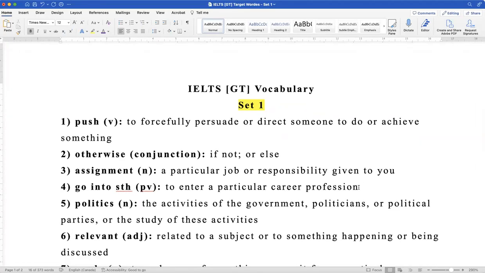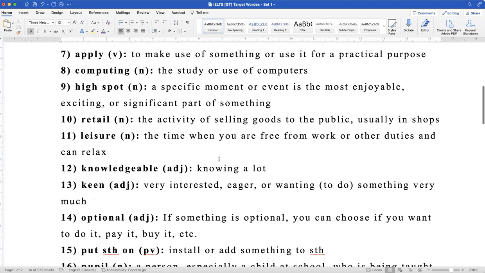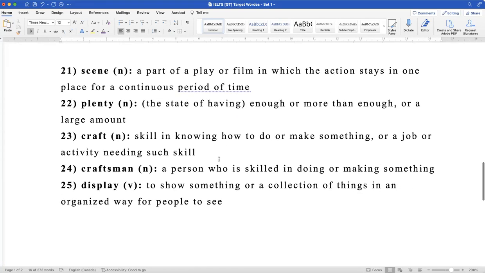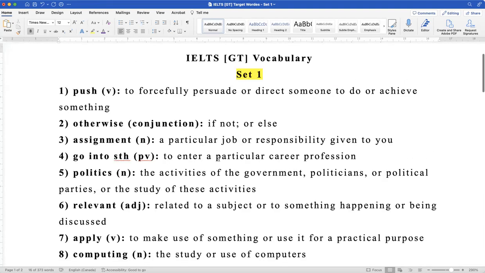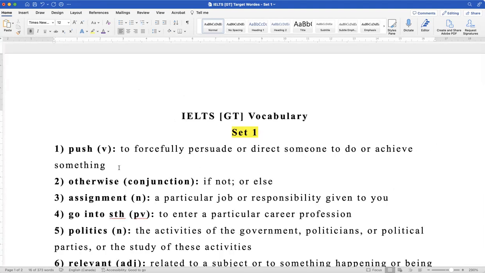This will be about IELTS general training, the most commonly used vocabulary words in the reading and listening tests. So here we will start with the first set of vocabulary words. There are 25 words in this video. We will check them, explain the definitions, and then I will focus on some synonyms.